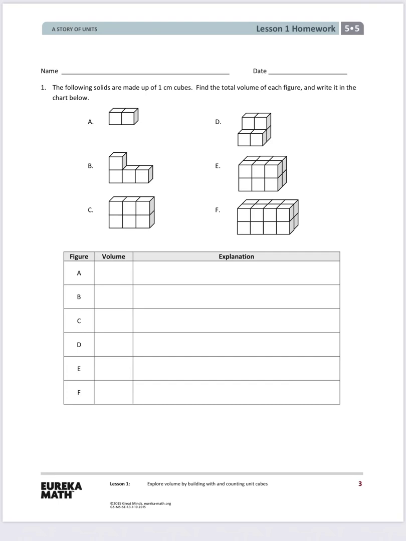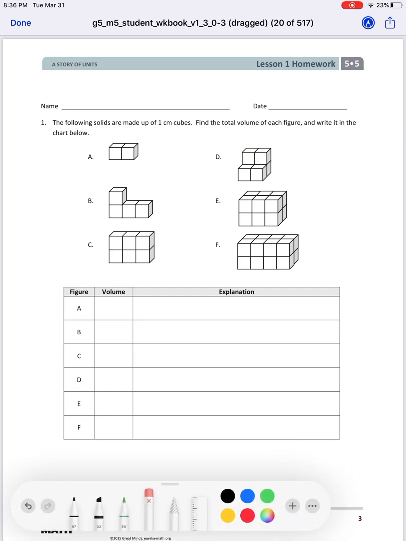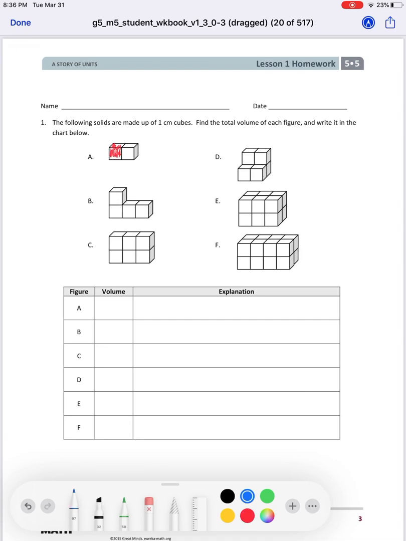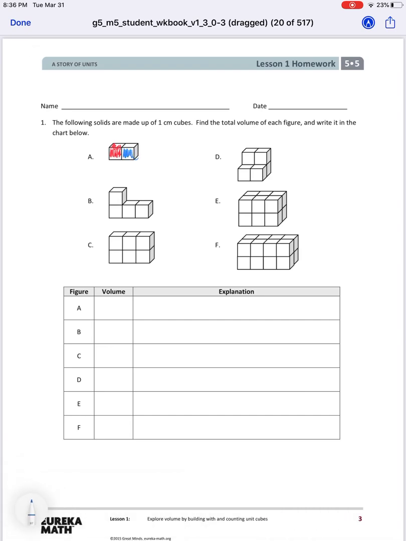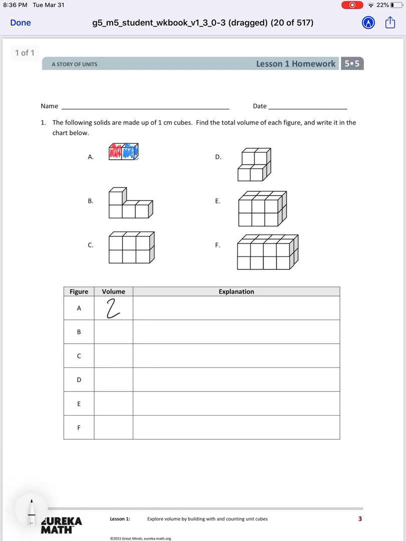I'm going to go ahead and start coloring in my cubes here. So let's start with red. So this is easy to see that this is the front of one cube and this is the top of that cube. So there's one. And let's do the next one in blue. Now, this is not three cubes. This is the front of the cube. This is the side of the cube. And this is the top of the cube. So for letter A, we just counted the cube. So it has a volume of 2. And all we did was count each cube. Okay, so we have 2 cubic units.